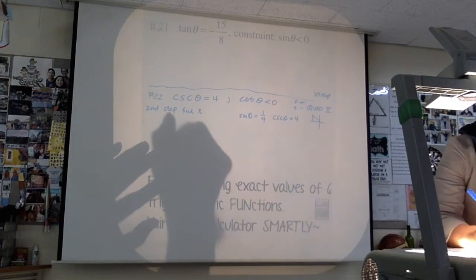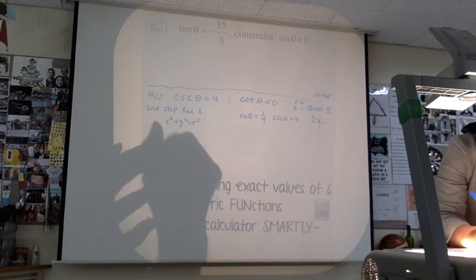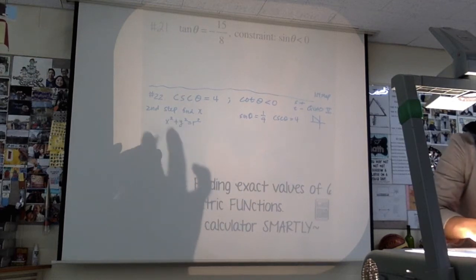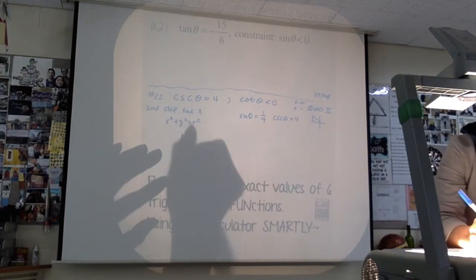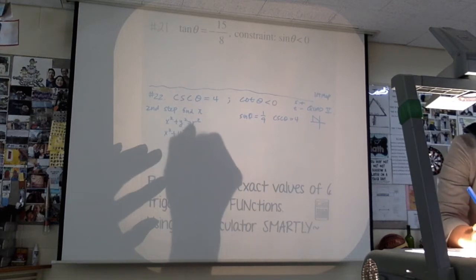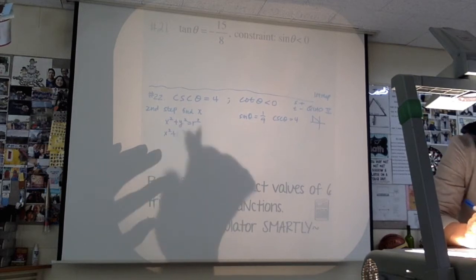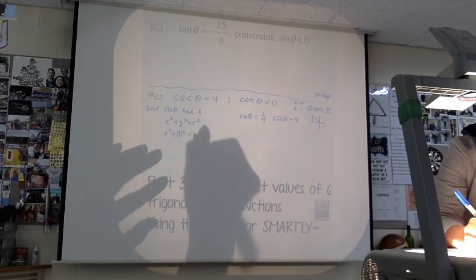So let's go like this: x squared plus y squared equals r squared. Let's fill in the variables. Our x squared, we don't know. Our y is 1, so 1 squared. And our radius is 4 squared.